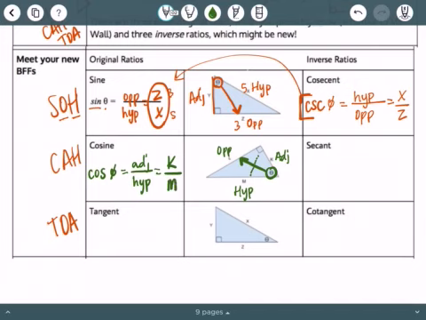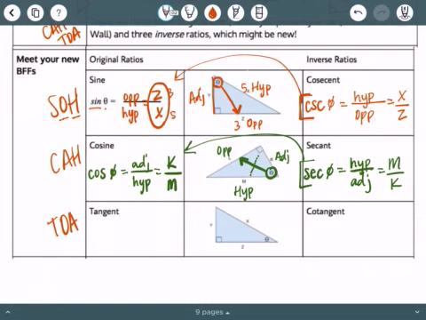Just like that. The inverse of cosine is called secant. We abbreviate it SEC, and it's going to be of our theta as well. It is the opposite, or the reciprocal, of cosine. So it would be hypotenuse over adjacent, and in this case that would be m over k. So that is our cosine, and our secant is the opposite of our cosine.